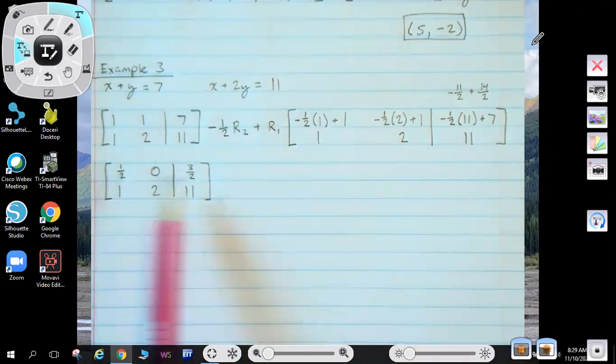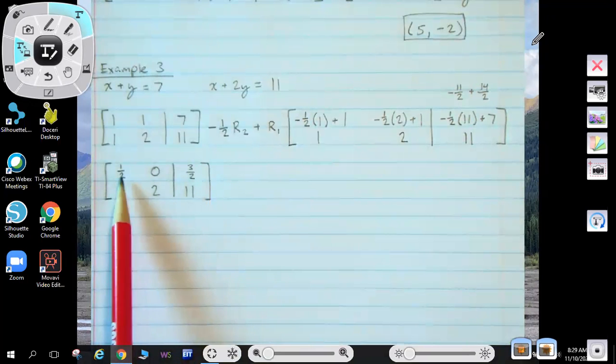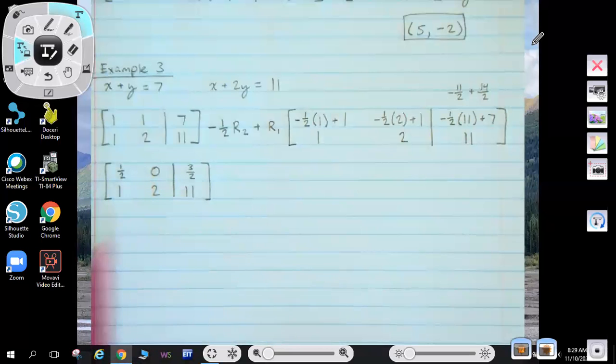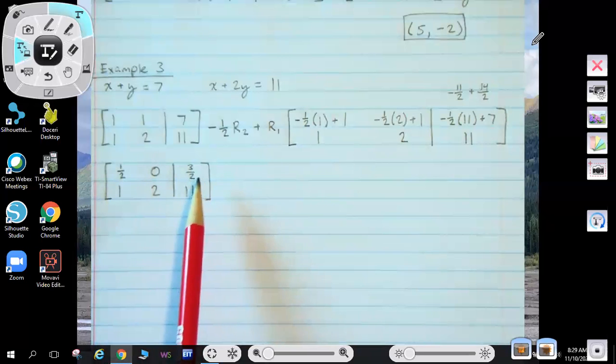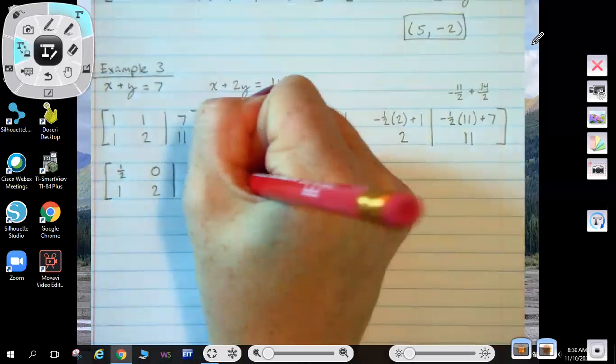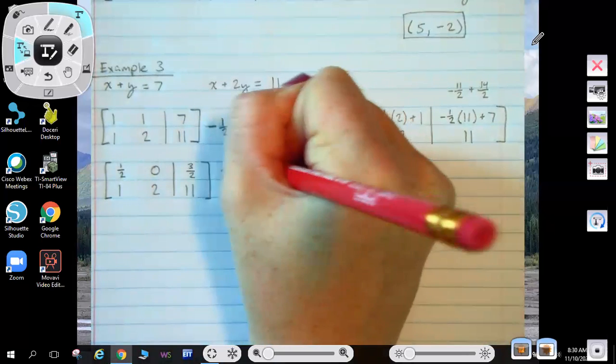So working on the first row still, because in changing this number to a 0, we also changed our first number from a 1 to a 1/2. So we need this 1/2 to be a 1 again. So to change a number to a 1, we have to multiply that row by something. So to get 1/2 to become a 1, we would need to multiply by 2. So we're doing 2 times row 1.